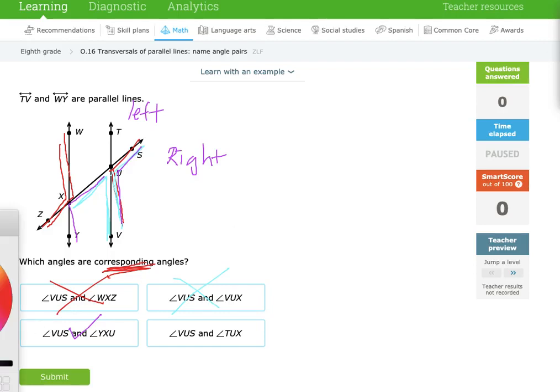Let's try another one. Angle VUS, they really like this one, and TUX, this one. Are they corresponding? No, one's on the right and one's on the left. One's on the top, one's on the bottom. They're not. These are just vertical angles, so that one doesn't work either. Looks like just angle VUS, this one right here, and YXU.